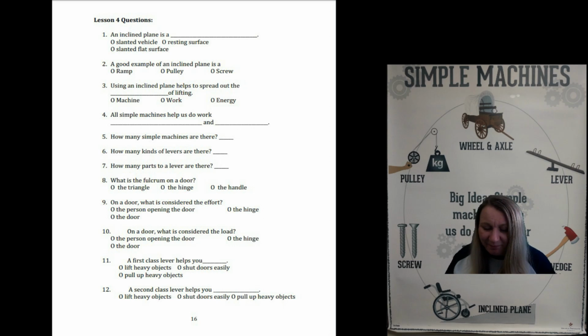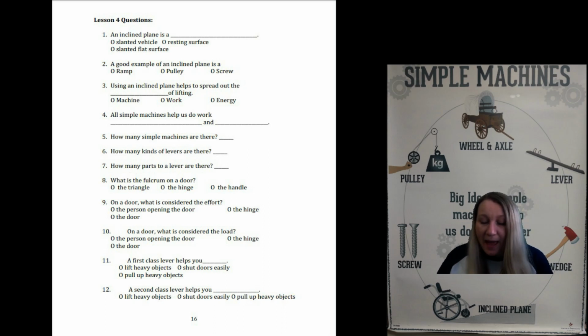Good job. Number 6. How many kinds of levers are there? Now, this sentence is trying to trick you a little bit because in your packet, it called them classes. How many classes of levers are there? So you can think a class is a kind or a kind is a class. So let's think. How many kinds? 3. Yes, 3 kinds. Very good.